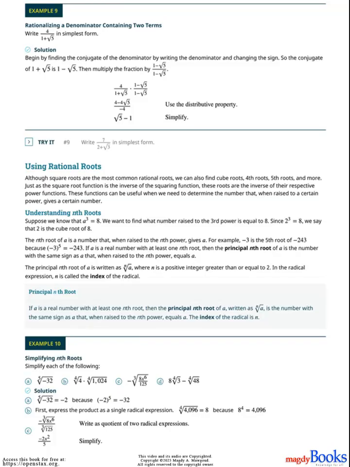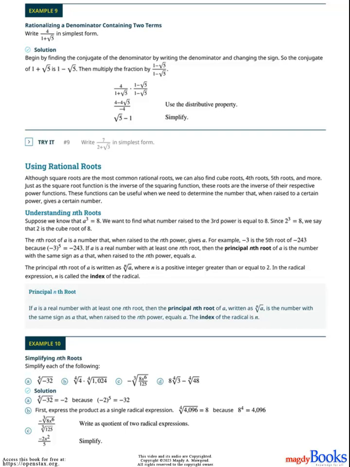A. Understanding nth roots. Suppose we know that a cubed equals 8. We want to find what number raised to the third power is equal to 8. Since 2 to the power of 3 equals 8, we say that 2 is the cube root of 8. The nth root of a is a number that, when raised to the nth power, gives a. For example, negative 3 is the fifth root of negative 243 because (negative 3) to the fifth power equals negative 243.